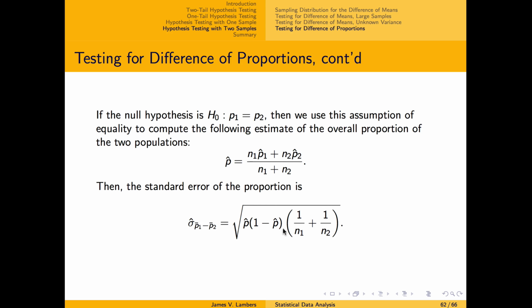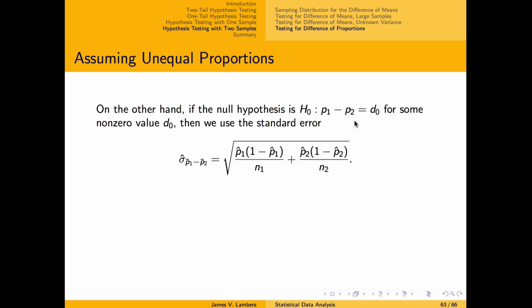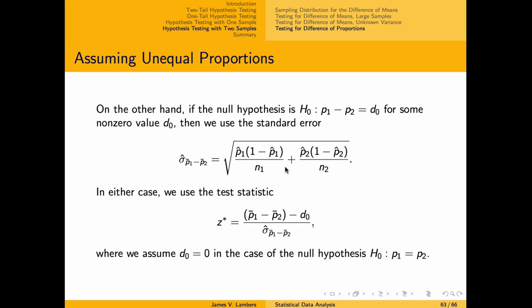But if a difference of proportions is being compared to some other value in our null hypothesis, for example assuming that there's a specific gap d0 between the proportions, then we do not pool the samples and instead use this formula for the standard error. In both cases, we use the same test statistic, which has the same form as always: sample value minus hypothesis value, which may be 0, divided by whichever standard error is being used.